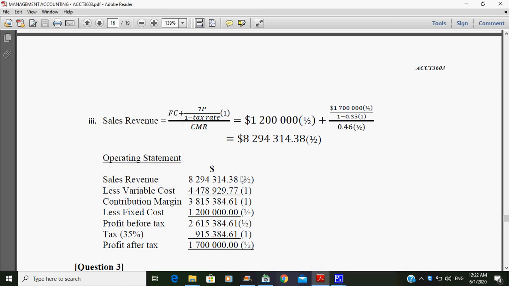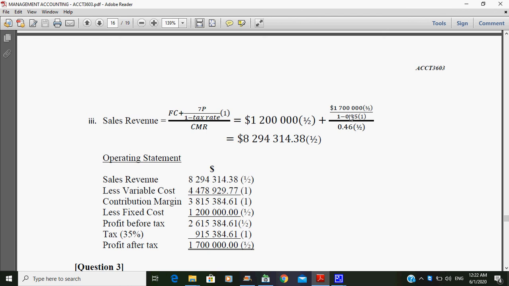Alright, so after that you're going to add that, you get 3,815,384.615. Divide that now by 0.46 and you get 8,294,314.38. Follow my instruction again a while ago, please. That's how it should be calculated. Alright, good. Please show your workings. Don't only show it like this, please. Make sure that you show your workings.